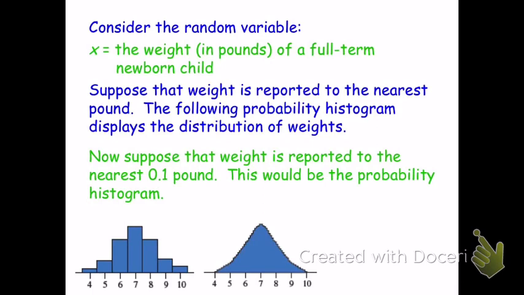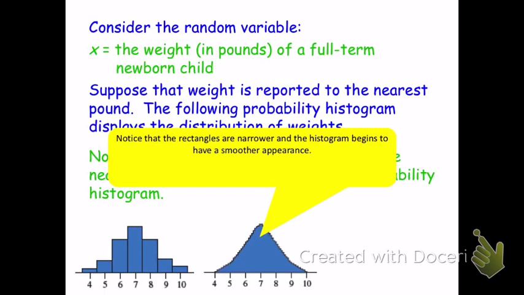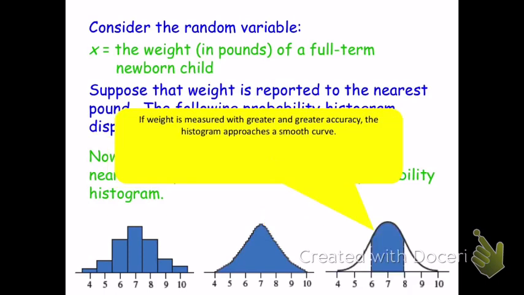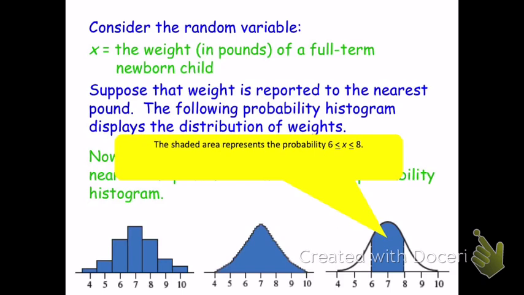This actually looks very similar to a normal distribution. It has a smoother appearance. If weight is measured with greater and greater accuracy, the histogram approaches a smooth curve, and it looks more normal. It really is just dependent on the increments in which you're measuring. The shaded area represents 6 to 8. If I found the area under that shaded curve, you would get a decimal, and that would represent the probability that a newborn baby weighs between 6 and 8 pounds.